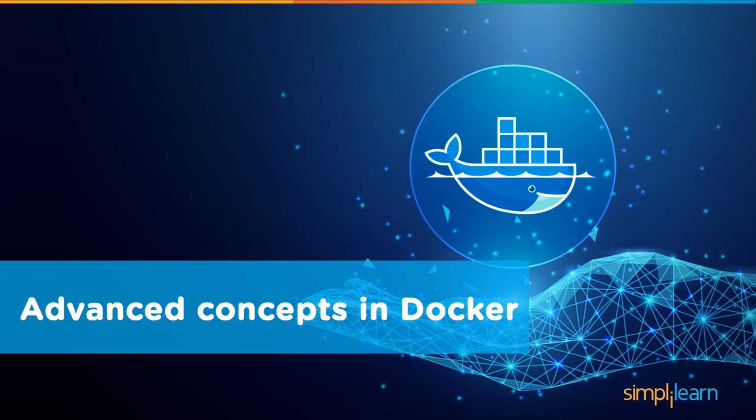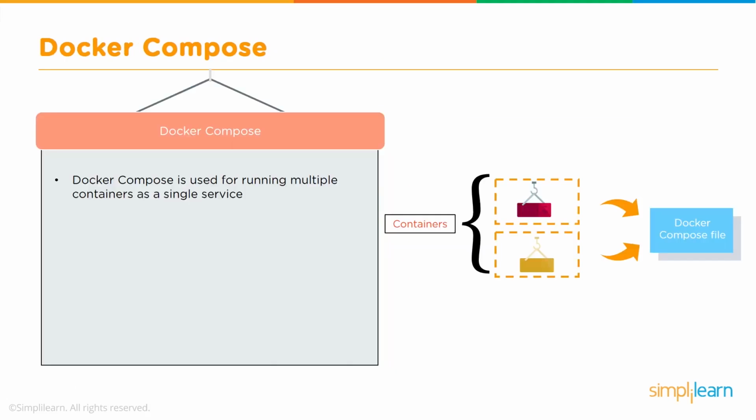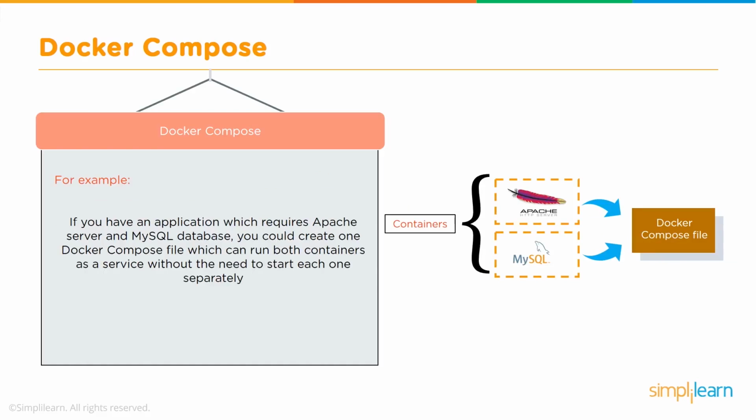So let's look at some of the more advanced concepts within the Docker environment. We're going to look at two advanced components. One is Docker Compose, and the second is Docker Swarm. So let's look at Docker Compose. Docker Compose is really designed for running multiple containers as a single service. And it does this by running each container in isolation, but allowing the containers to interact with each other. As was stated earlier on, you would write the compose environment using YAML as the language in the files that you would create.